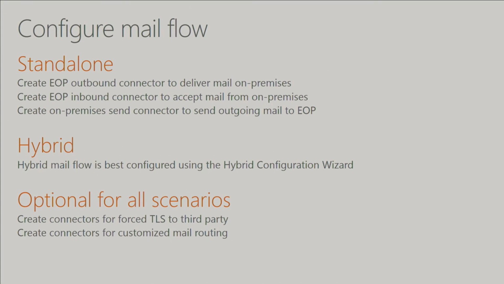So when it comes to configuring mail flow, from a standalone perspective, you want to make sure that you create your EOP outbound connector to deliver your mail on premises. It's a little bit confusing. We kind of take a look at it from our standpoint, out to you versus into you in that regard. You want to create an inbound connector to accept mail, and then also, depending, you want to create an on-premises send connector to send mail out through us if you choose that.